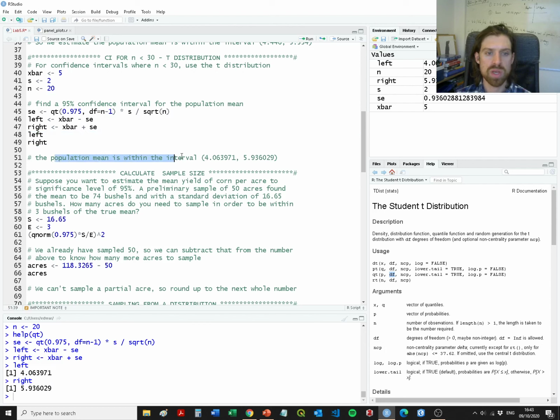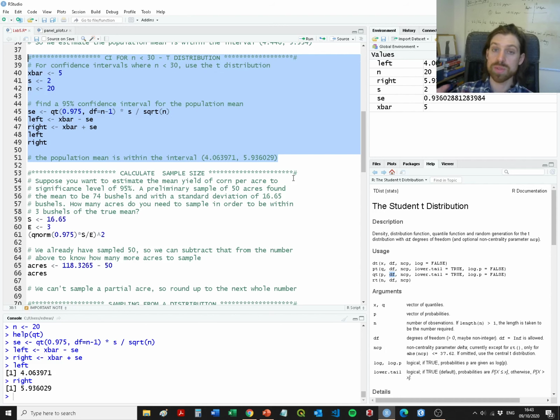So the population mean is within the interval 4.063971, and the other end of the interval 5.936029. Great, so that's for those circumstances where you don't have essentially enough data to use a standard normal distribution.